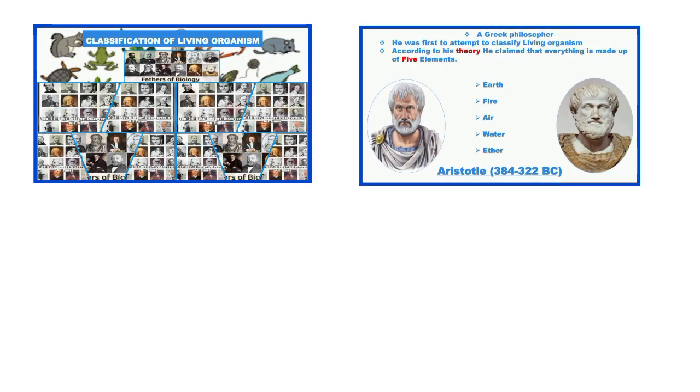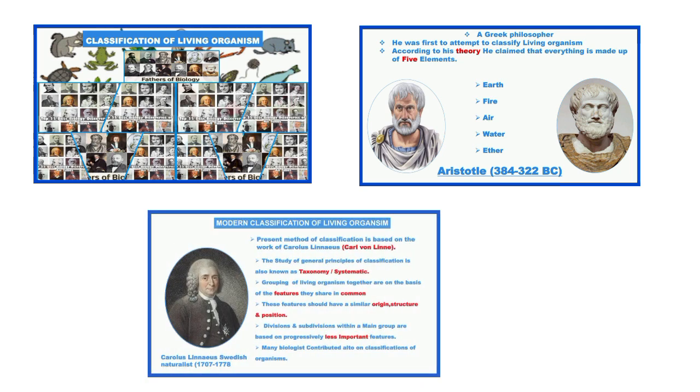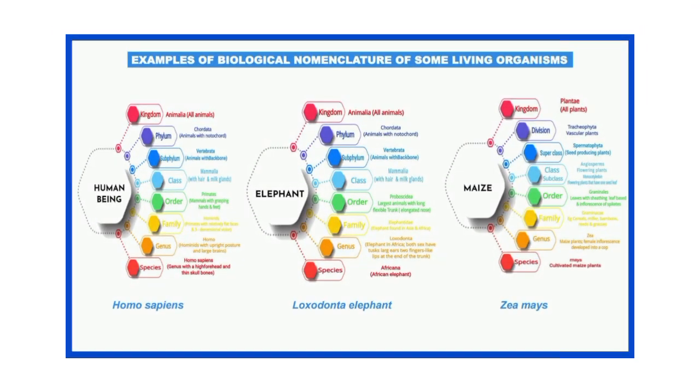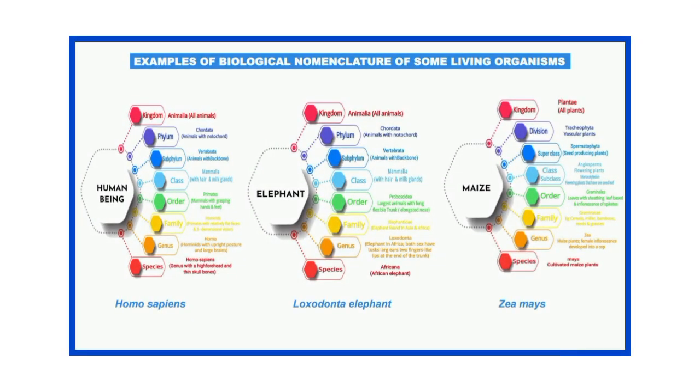In our previous video, we talked about an introduction to the classification of living organisms, where we discussed the biological contribution of Aristotle, and also the modern classification of living organisms under the work of Carolus Linnaeus. In today's video, we discuss the binomial system of nomenclature, that is, the naming of living organisms. So without further ado, let's get started.